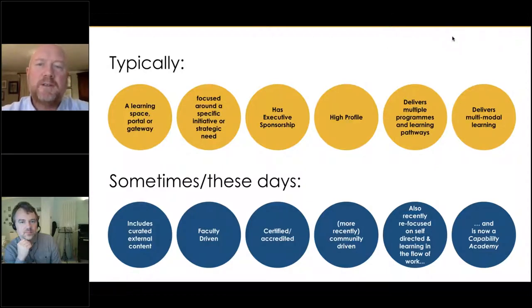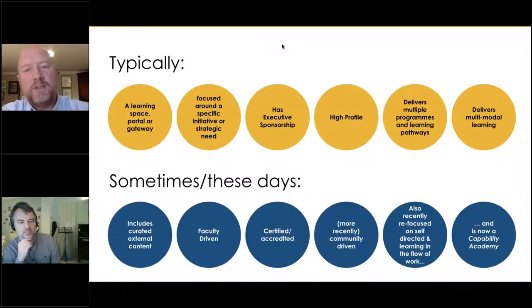These days you'd see faculty driven, and we're going to talk about that in a second. It might be accreditation, certification within the faculty, within the academy. More recently, there would very likely have been a move to a community driven approach, and we'll talk about that in a minute as well.